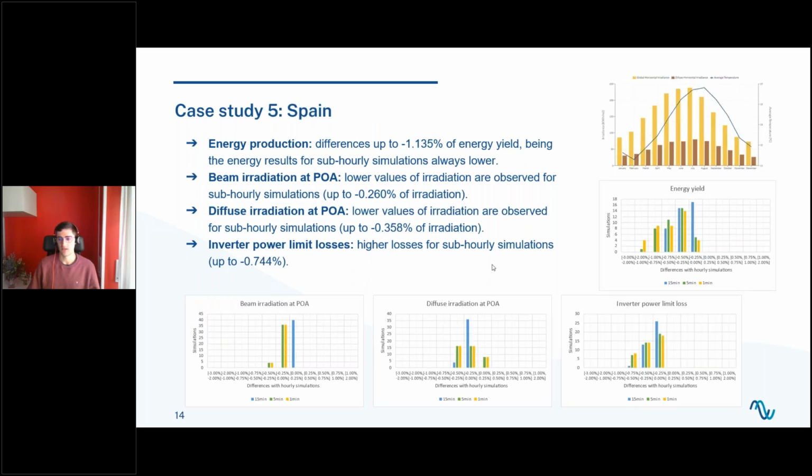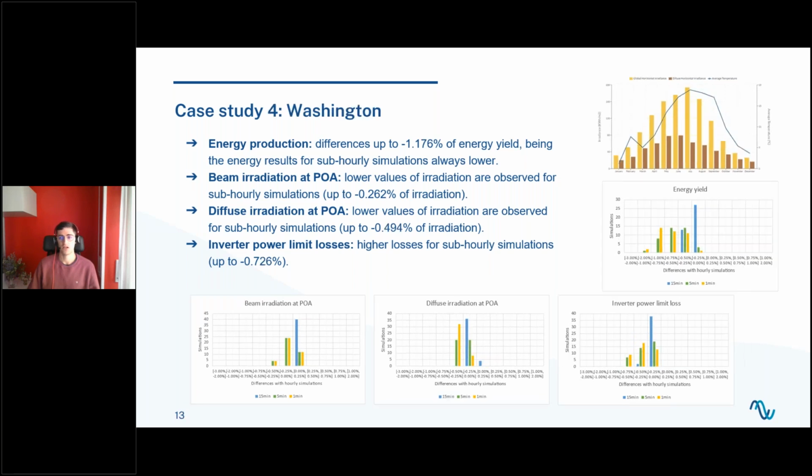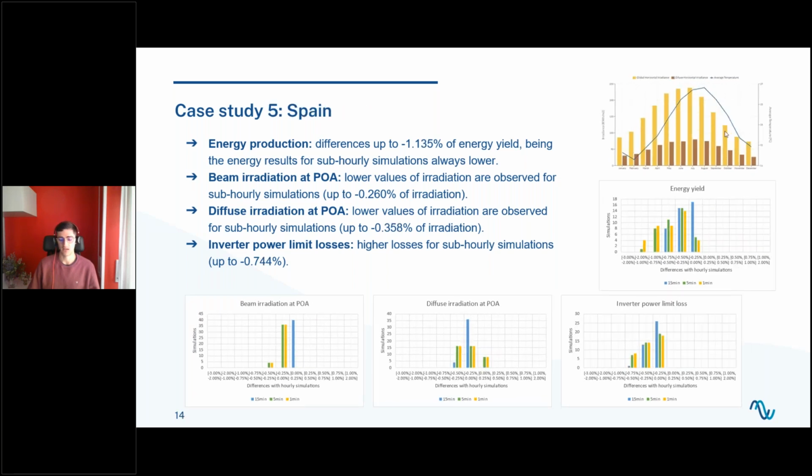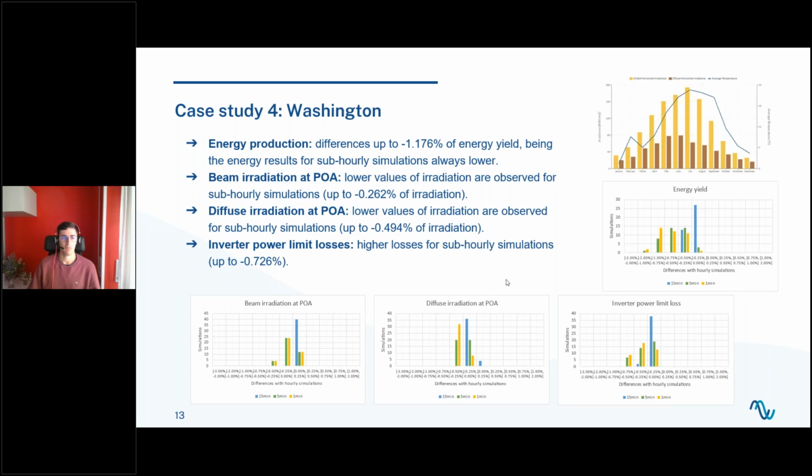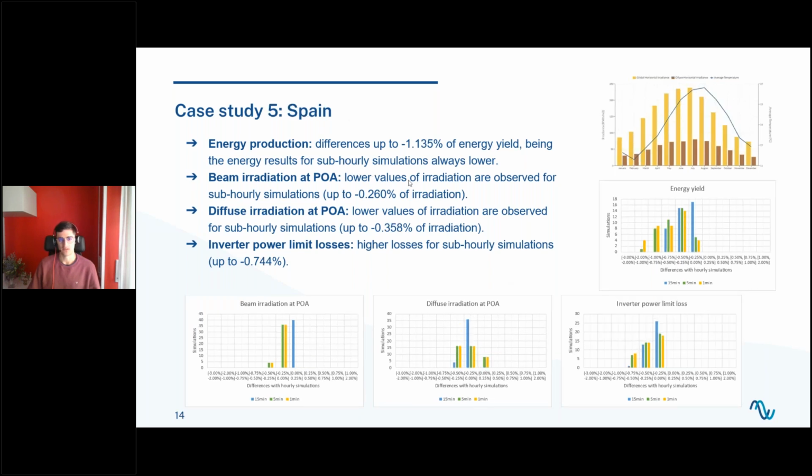In the case of Spain, we can see how the distribution is very similar to the one in Washington, which also matches with the fact that the solar resource was quite similar. But again, the energy production is lower for sub-hourly simulations.